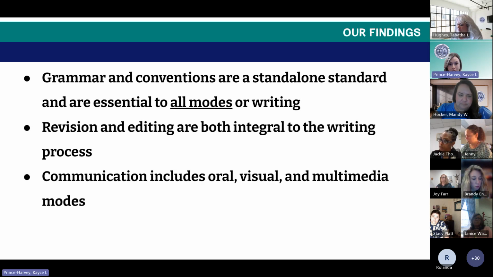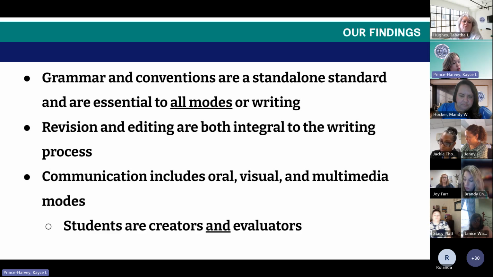And then communication, because we call this written and oral communications, that is going to include oral, visual, and multimedia modes. And students are both creators and evaluators. So they should be creating their own pieces. They should be interacting and collaborating with one another, as well as evaluating the work of others. So those two pieces do go hand in hand with written and oral communications.